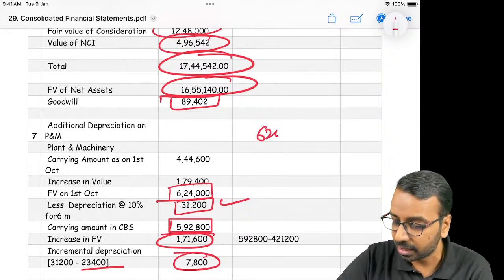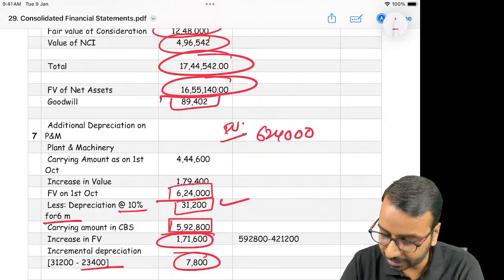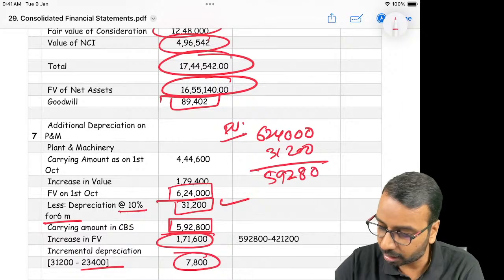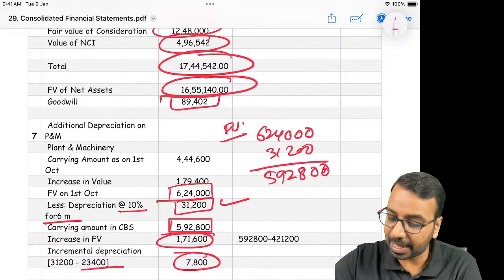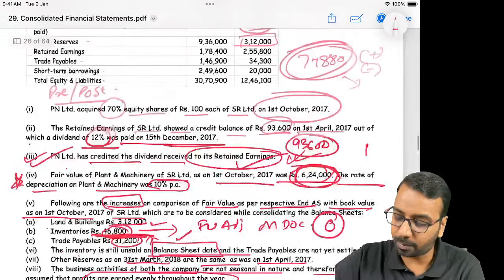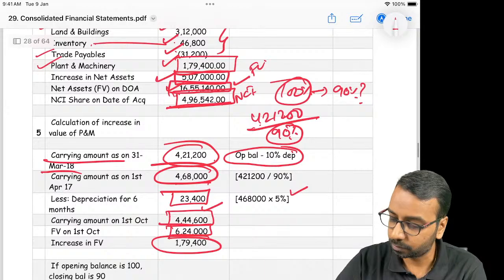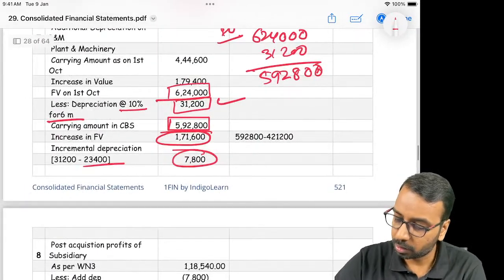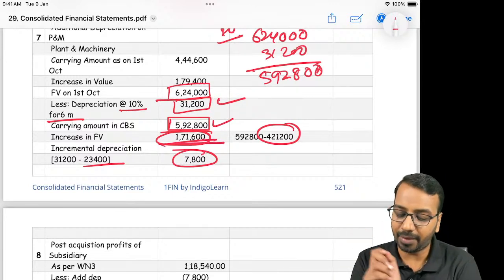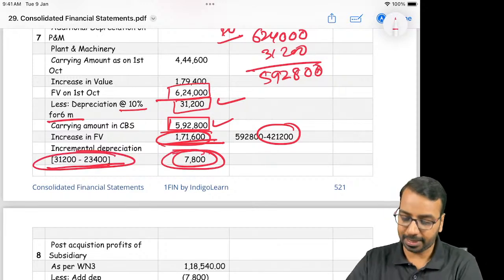So basically what we have done, 6,24,000 is the fair value on 1st of October. Depreciation at 10% for 6 months is 31,200. So my carrying amount should be 5,92,800. Okay. And what is the carrying amount as per the balance sheet? As per their balance sheet, the carrying amount is 421,200. So 421,200 minus 592,800, 171,600 is the net increase in fair value. And additional depreciation, the difference between these two, 7,800.